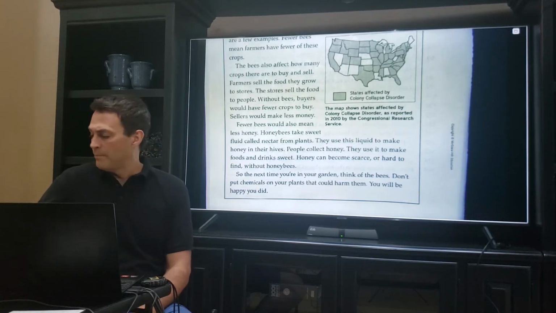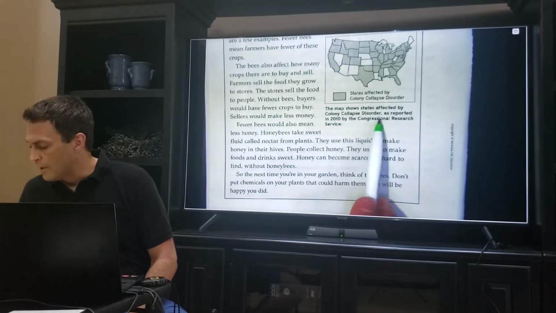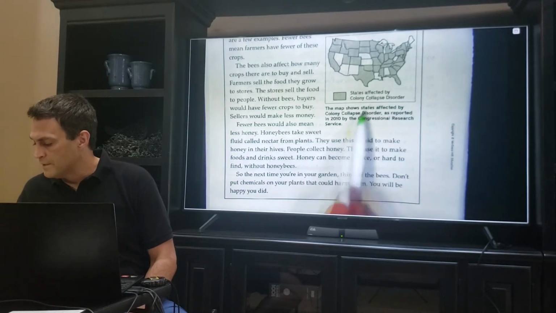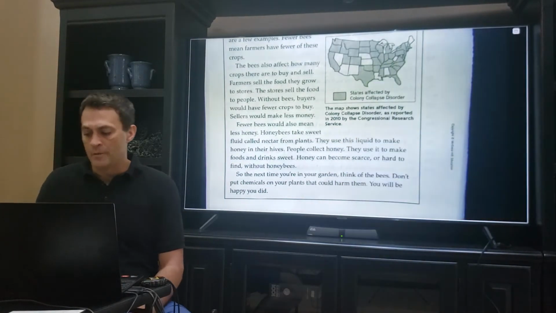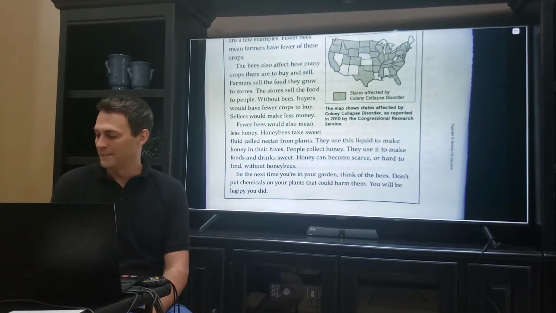And this little map up here shows states affected by colony collapse disorder, as reported in 2010 by the Congressional Research Service. So look, Michigan's one of them. We gotta take care of those bees, even though they sting us sometimes, right?